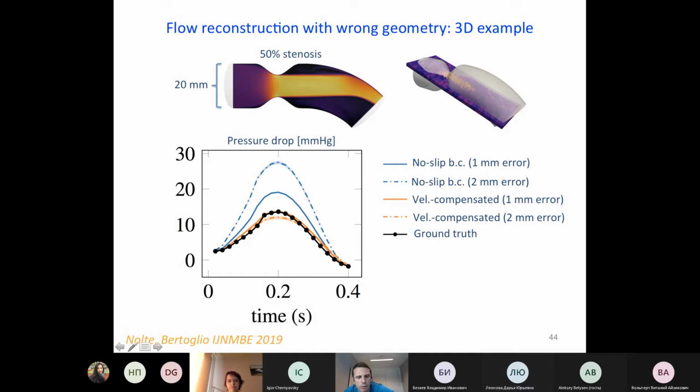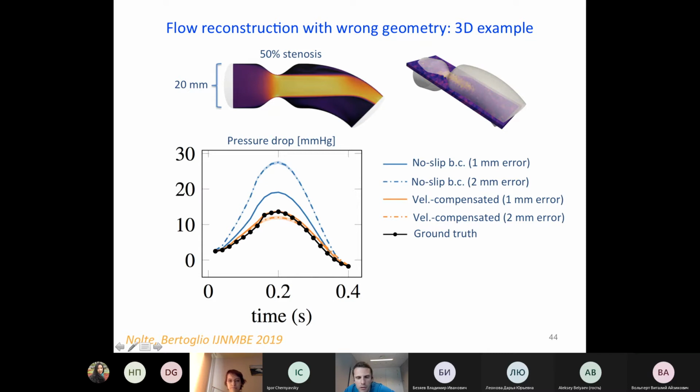So we now compute the error we make in the pressure drop between the two ends of the vessel. In black you have the ground truth pressure drop, and in blue you have what happens if you make a mistake in the geometry but still apply non-slip boundary conditions there. So you apply the wrong boundary conditions in the geometry. Of course, the larger the error in the geometry, the larger the error in the pressure drop.